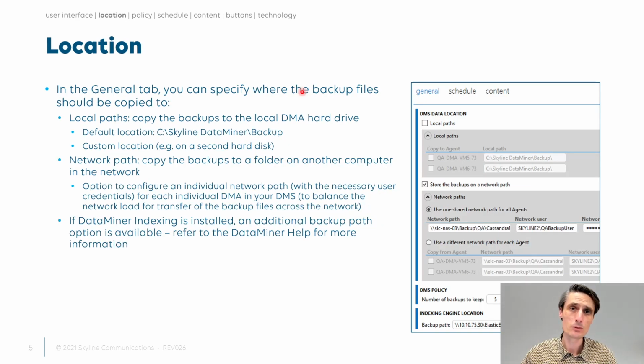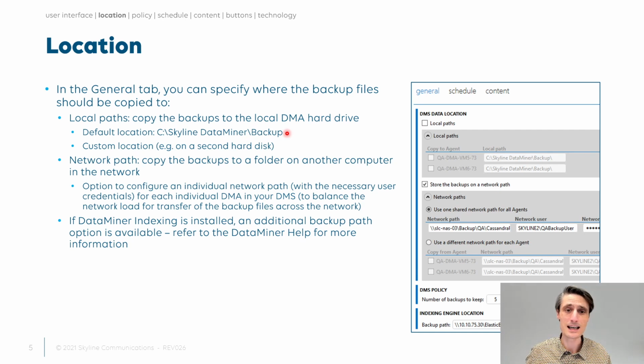So first of all, we will define the location. That's on the general tab page. We do have 2 possible locations we can define: a local path somewhere on the DataMiner agents themselves, or somewhere on a network path. If you go for a local path, the default location will be the C drive, C:\Skyline DataMiner\Backup. Of course, if you're going to have a disk error, for instance, and your hard disk is corrupt and gone, then your backup will also be gone.